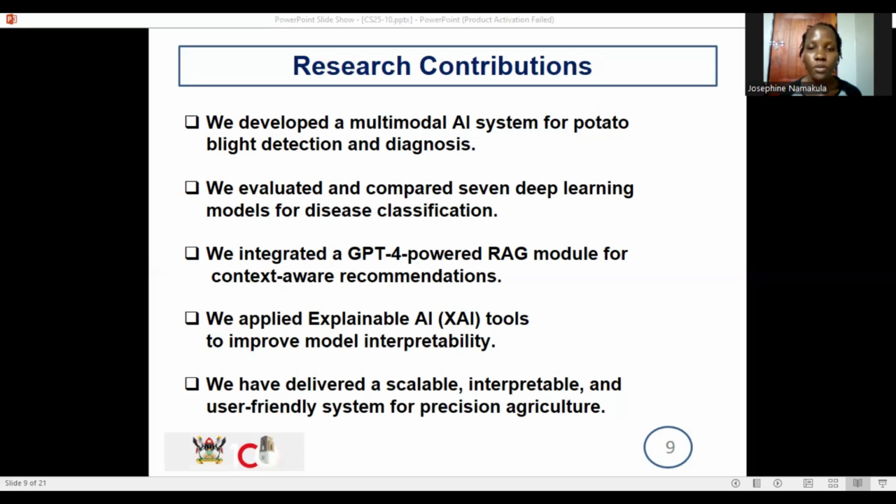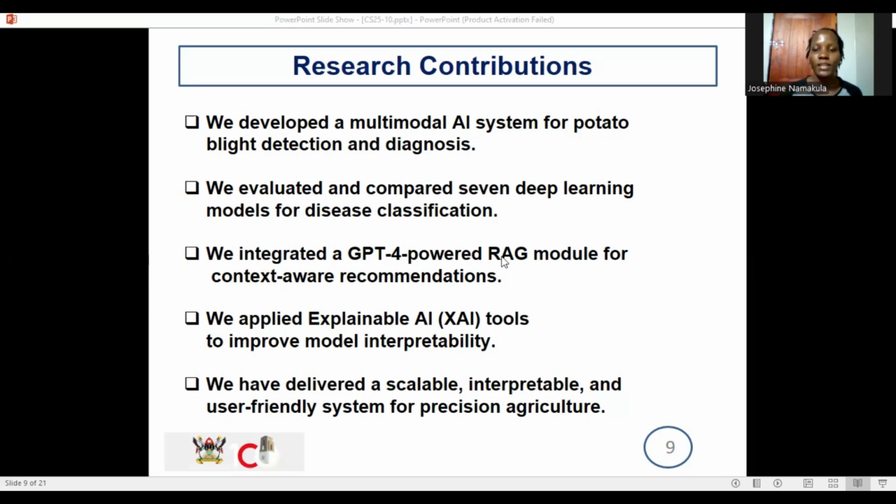We evaluated and compared 7 deep learning models for disease classification. We integrated a GPT-4-powered RAG module for context-aware recommendations. We applied explainable AI tools to improve model interpretability. We have also delivered a scalable, interpretable, and user-friendly system for precision agriculture.